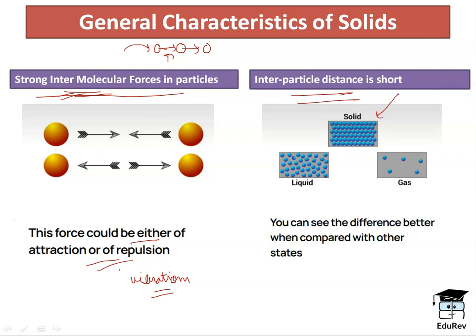Let's have a look at the interparticular distance of the solids. The particles are arranged just adjacent to each other, whereas in liquid state the particles are not just adjacent, but there is a gap in between them, and in gaseous state a wide gap is there between the particles. This is the next characteristic of solid, that the interparticular distance between the particles of the solids is very less.